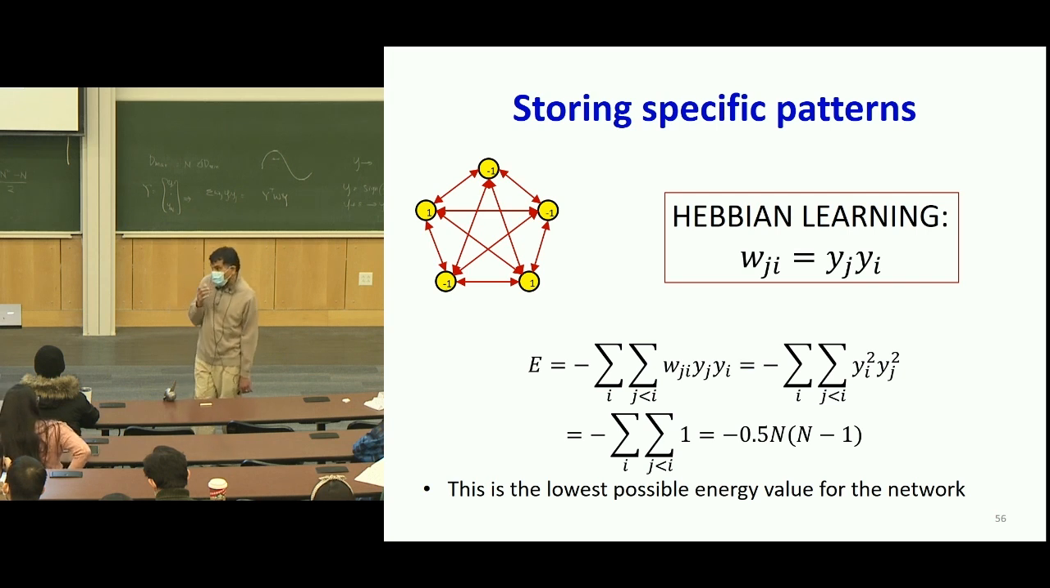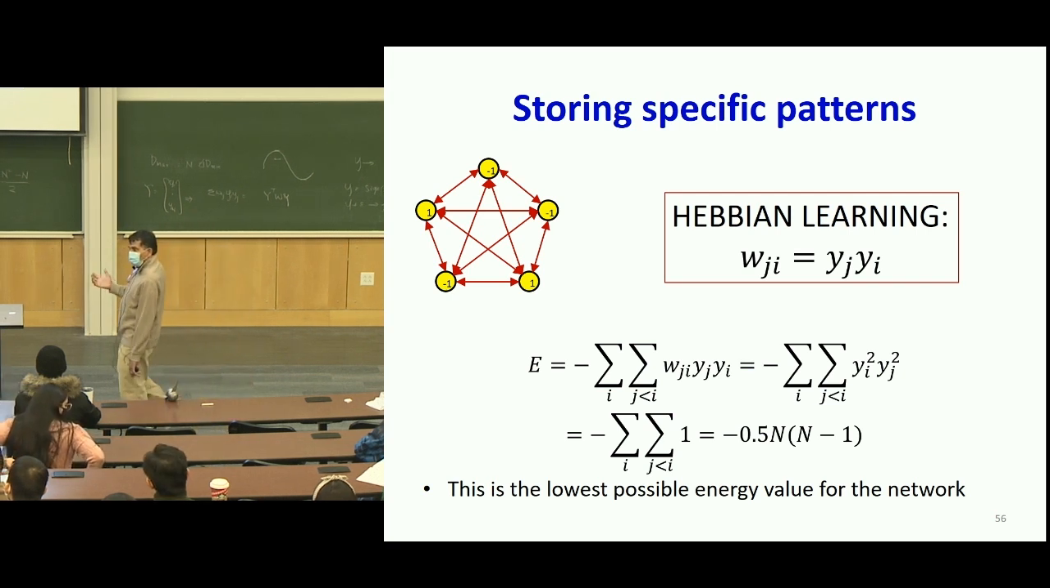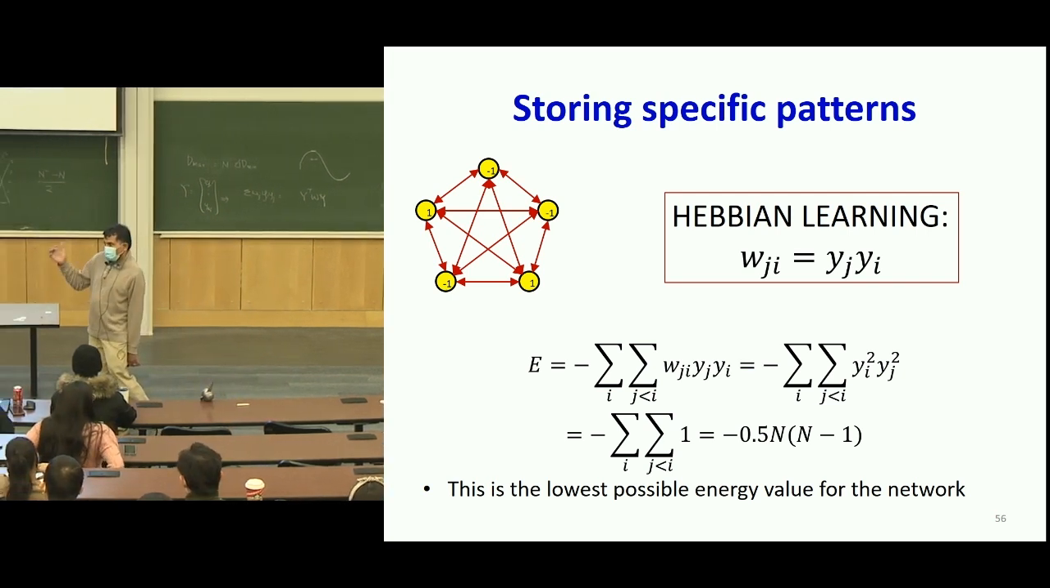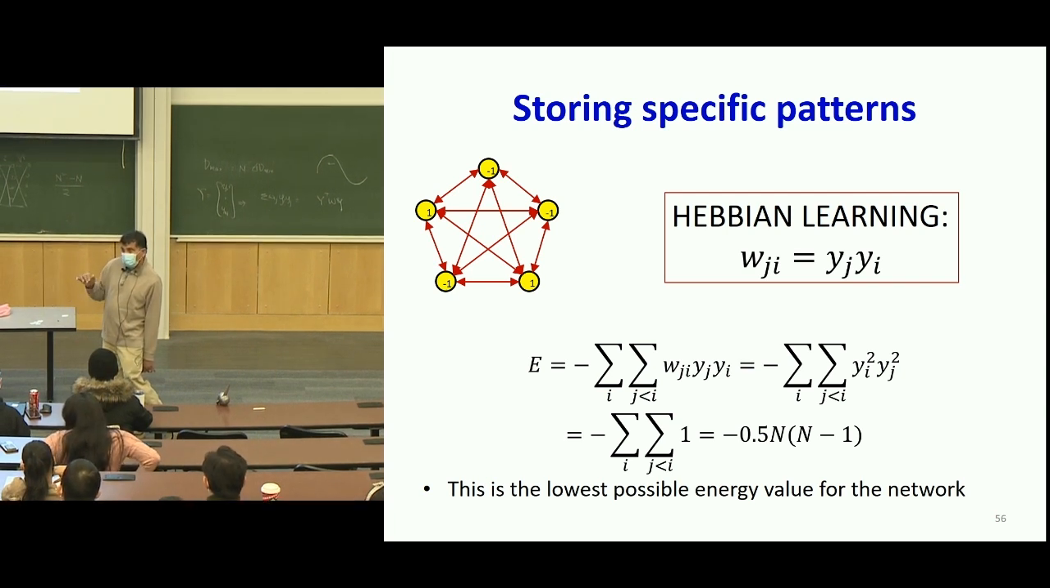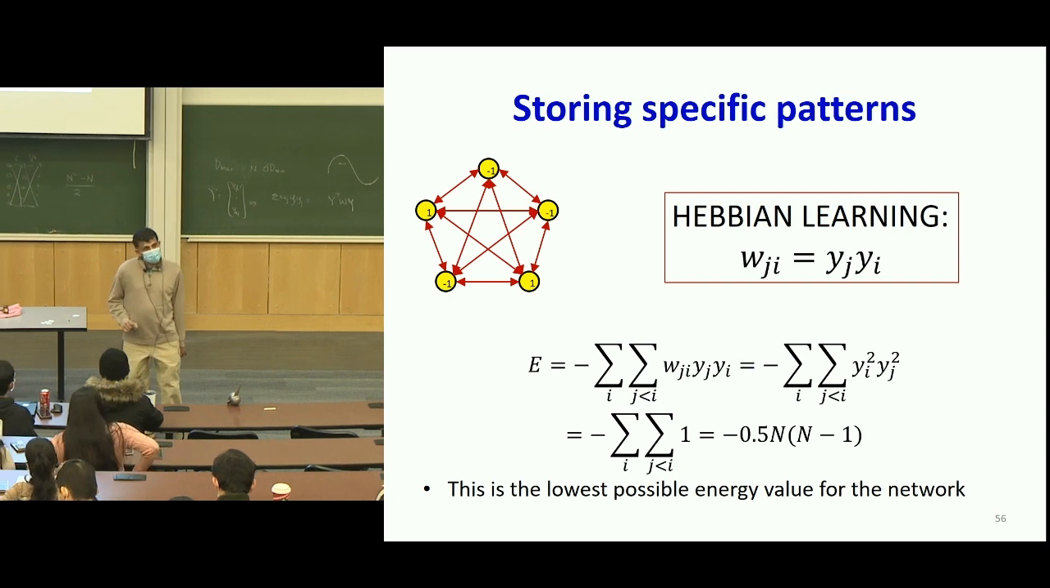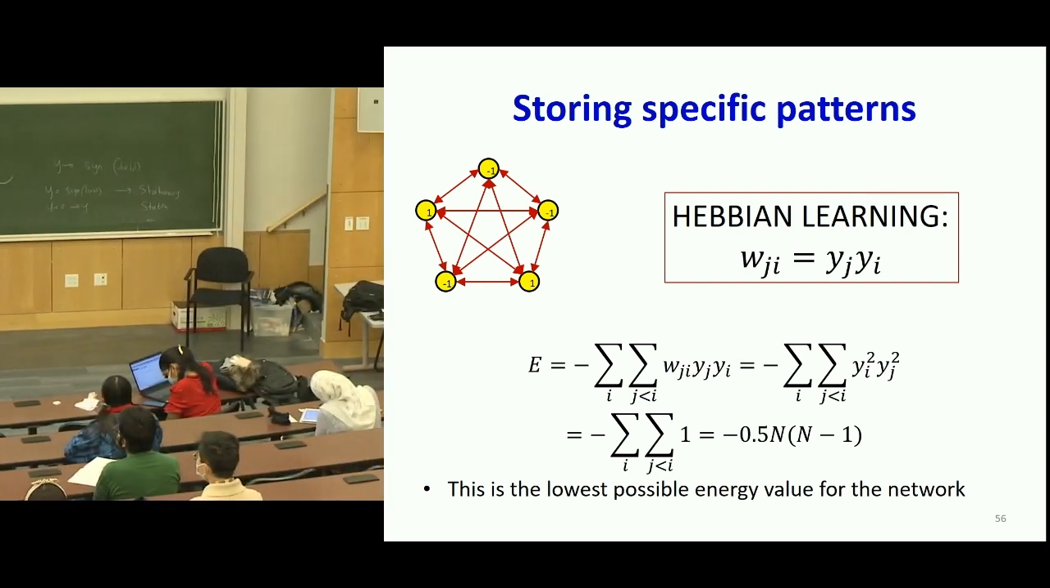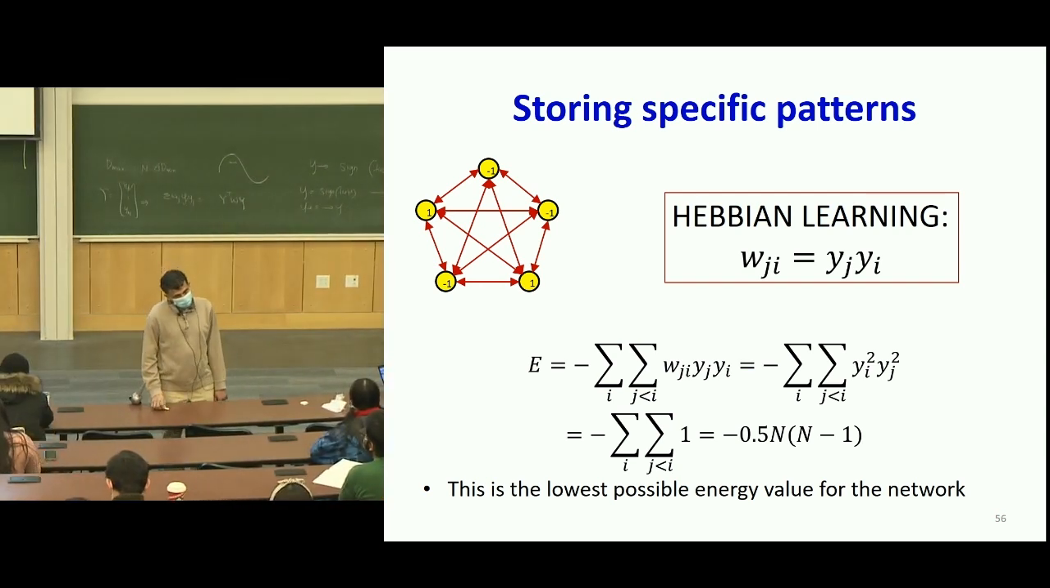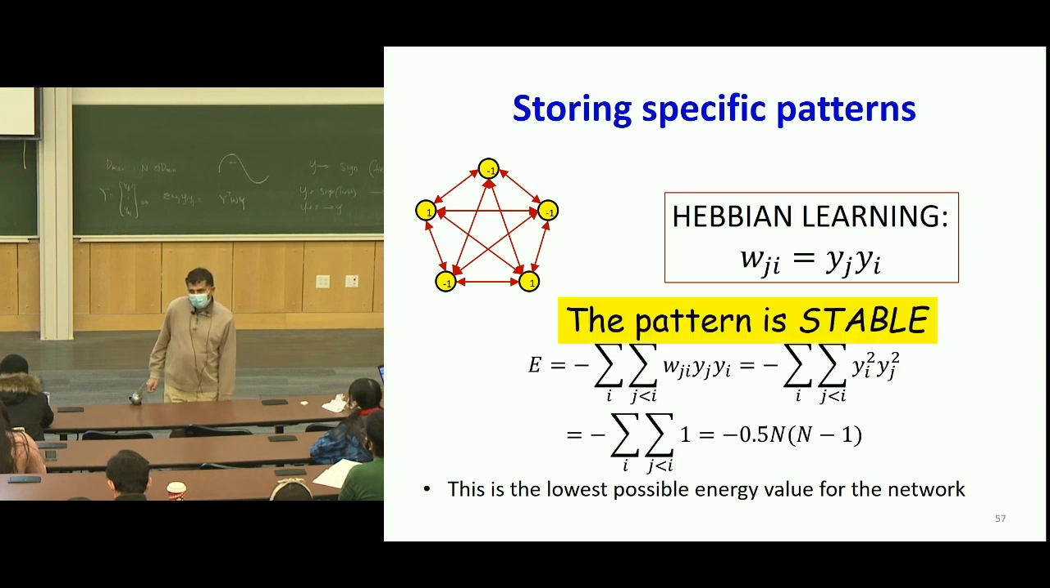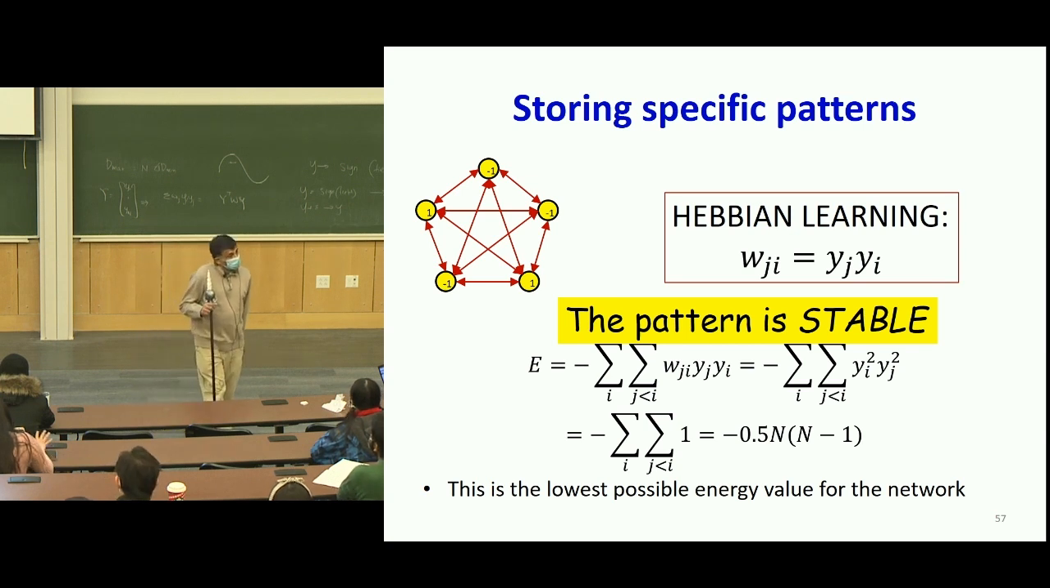What does that mean? If I flip a bit, what will happen? It's going to go back to the minimum, right? And so this is also guaranteed stable. It's not only stationary, it's also stable. So the pattern is stable. We've shown that using the simple Hebbian learning rule, we can get both stationary and stable patterns.